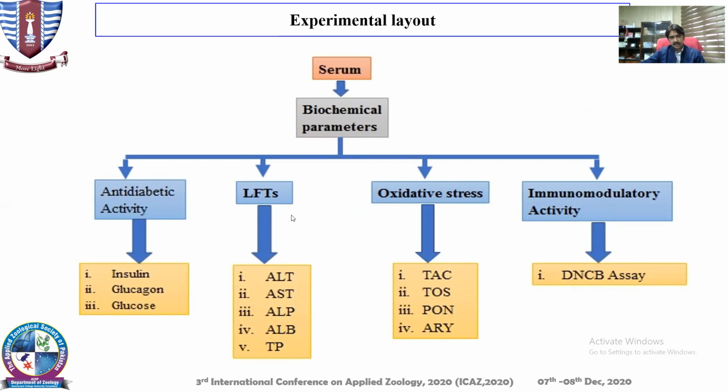These are the different analyses which we did. The anti-diabetic activity comprised 3 hormones: insulin, glucagon, and glucose. For LFTs, different liver enzymes, albumin and total protein were measured. To assess oxidative stress, we measured total antioxidant capacity, total oxidant status, peroxidase, and aryl esterase activity in the serum. For the immunomodulatory activity, we did the DNCB assay.